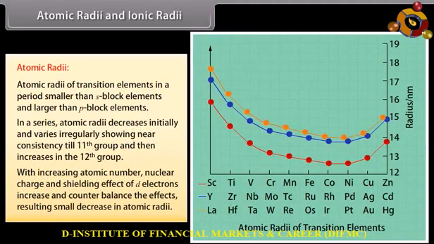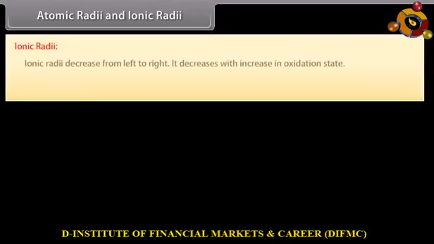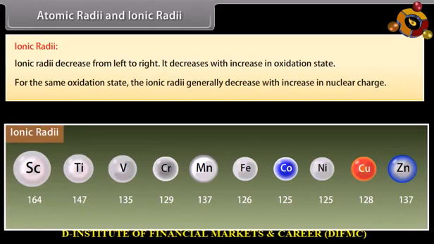In zinc, cadmium and mercury, there is increase in atomic radii due to electron repulsion which exceeds the nucleus' outermost shell attraction. Ionic radii. Ionic radii decrease from left to right. It decreases with increase in oxidation state. For the same oxidation state, the ionic radii generally decreases with increase in nuclear charge.